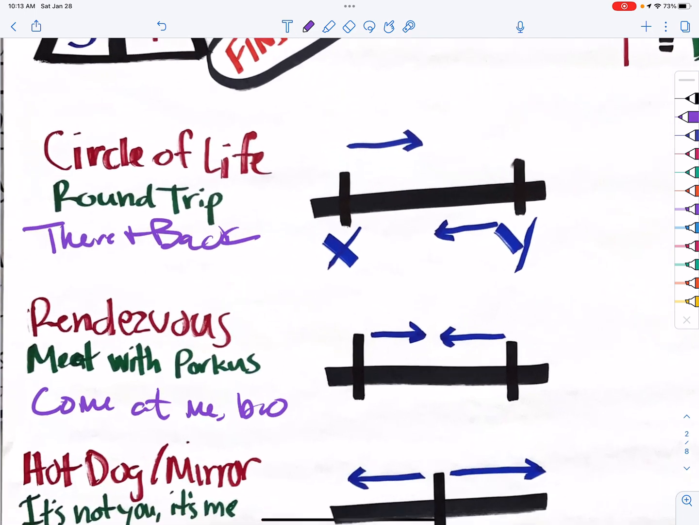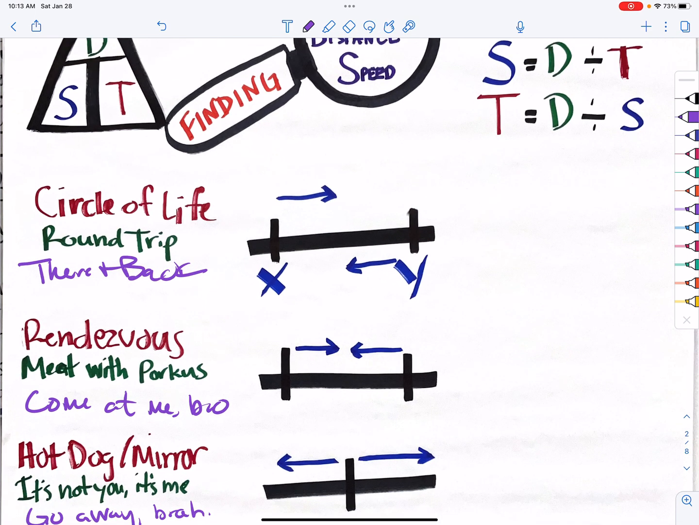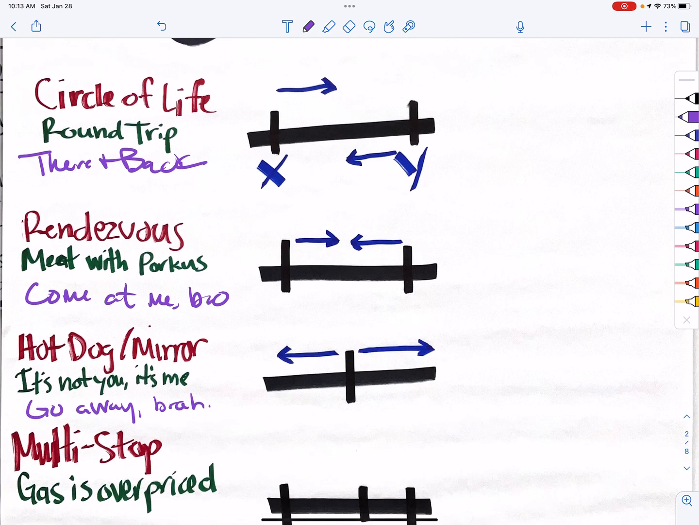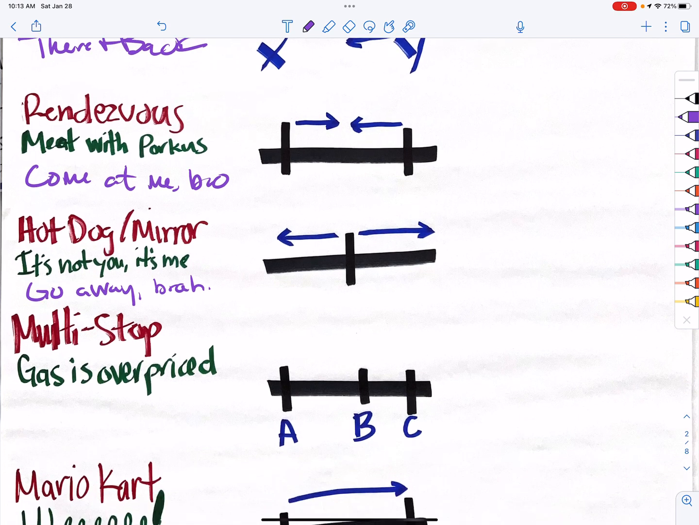So let's start here. A circle of life problem will sound like somebody starts at one point, goes to another, and then comes back again. So you travel from point X to point Y, and then back from point Y to point X. Rendezvous, you have people starting at opposite ends and traveling towards each other. The hot dog mirror, it's not you, it's me, and the go away bro: you're starting at the same point in the middle and then traveling in opposite directions.